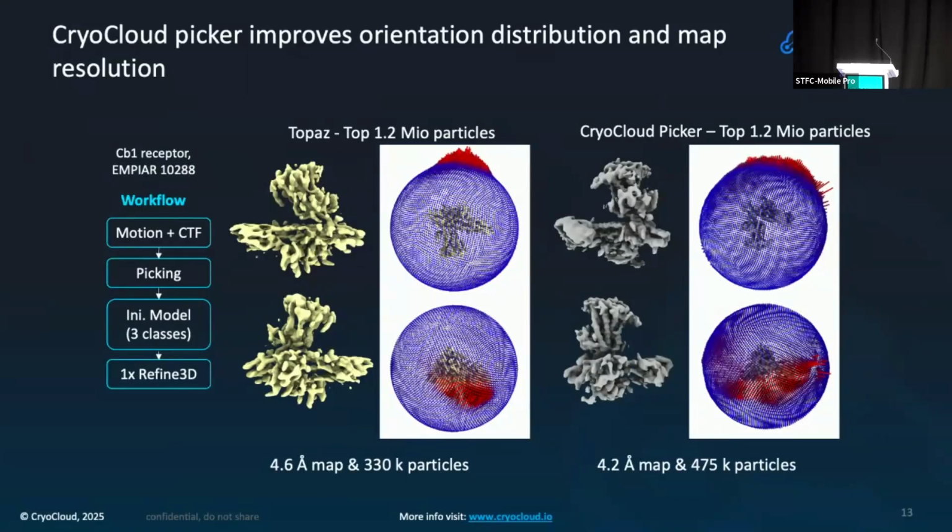From the CryoCloud picker, we got a 4.2 angstrom map and also 150,000 more particles. If we look at the map, you can see we have much more details. You can see the pitches and the transmembrane helices picked with our picker. And you can also see, if you look at the angular distribution of particles, we have way less preferred orientation. So our conclusion is that this picker is less prone to a bias in the orientation of the particles.